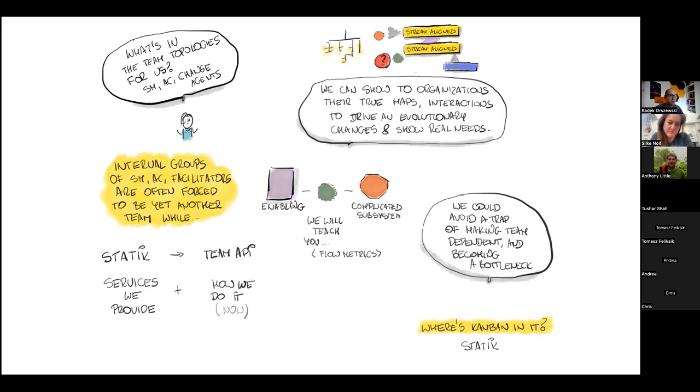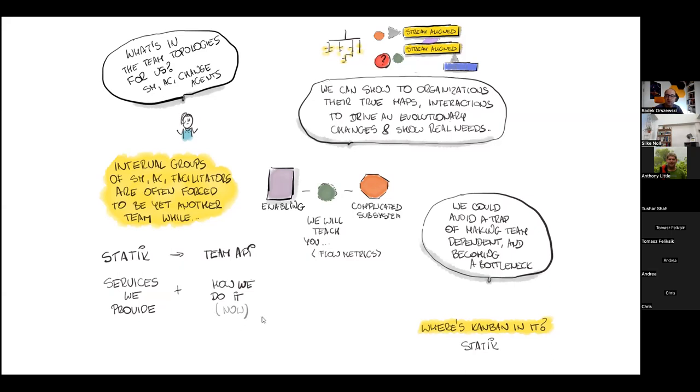what services we provide, where the demand is coming from, what its nature and characteristics are, what existing classes of service we have, and so on. I'm pretty sure you know the steps of STATIK. I'm not going to follow up. But if we look at it, the Team API can be the result of a good STATIK session.